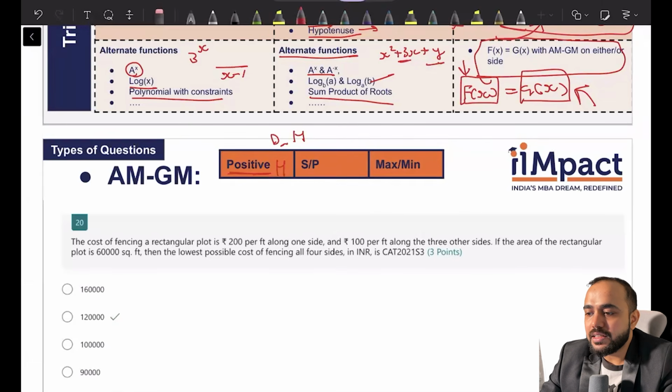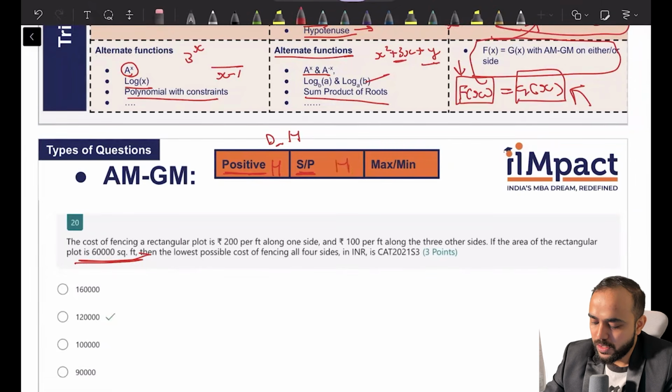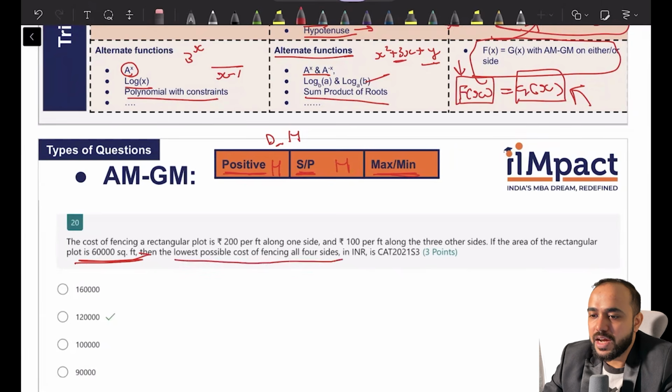But can you see that the positive constraint is there? The sum product thing, did they directly give you that the product is constant, or did they hide it in the area? That area is going to be 60,000. So they have hidden some product also. The max minimum is where they made a misstep. The lowest possible cost of fencing all four sides. This is direct. They have directly asked you for maximum or minimum value. So this you can then solve after this.